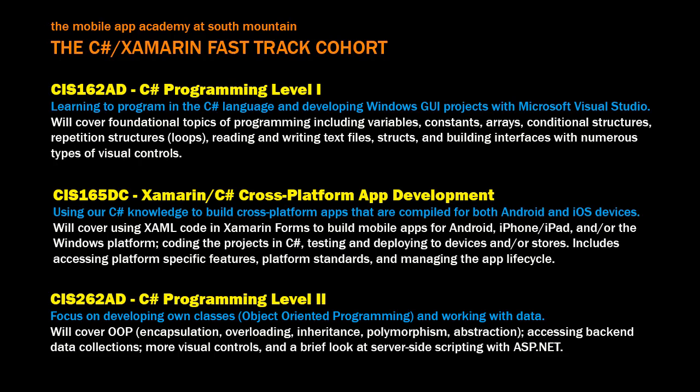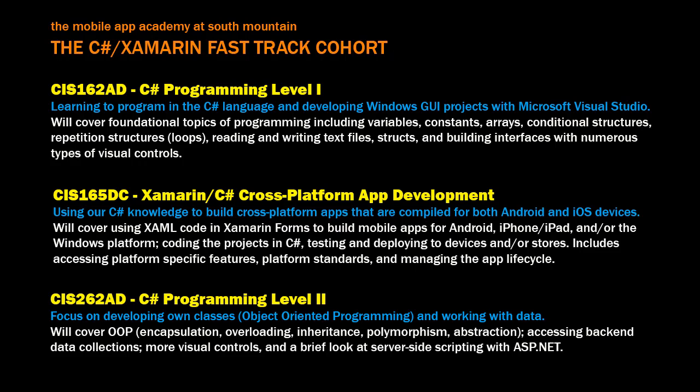Now, before I get into how this is laid out, let me just remind you again, there are 3 courses in this cohort. CS162AD is a beginning level C# programming class. I assume you have no programming experience coming into that, and we're going to create Windows GUI projects, or graphical user interface projects, for the Windows desktop in this course. In this course, you're going to learn the foundational topics of how to program and how to create a GUI, a graphical user interface.